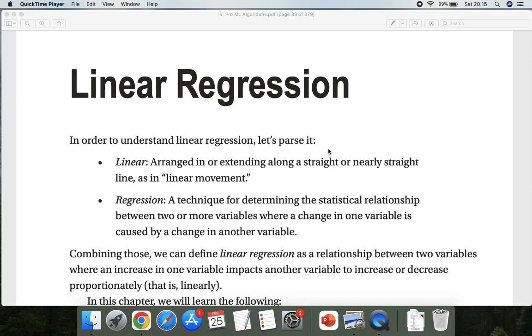Linear means in a straight line, arranged in a straight line, extending in a straight line. And regression means that we want to determine the statistical relationship between two or more variables in such a way that if we change one variable, it can cause a change in another variable as well. So this is the simplest definition. If we combine these two terms, linear and regression, we can say that it can determine a relationship between two variables when an increase in one variable impacts another variable in a proportionate or linear way.